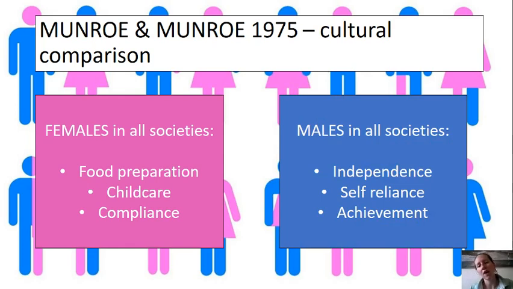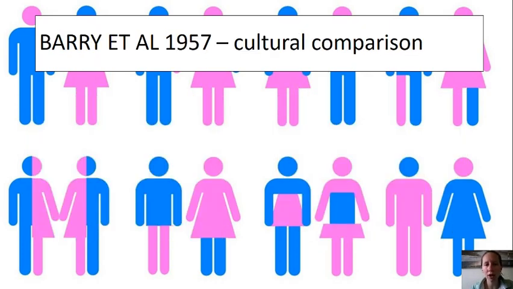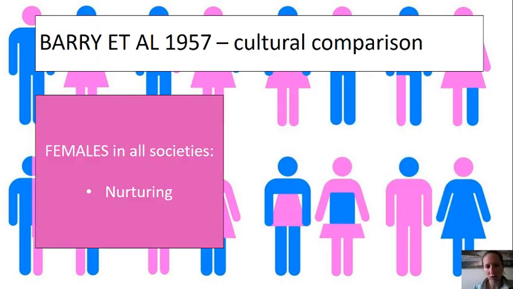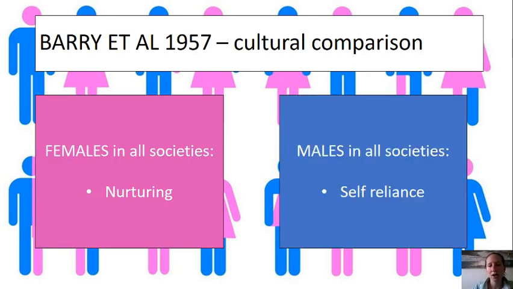And then on the other hand, males in all societies were raised to be independent, self-reliant and to achieve. So this study is finding the opposite really of Mead's study, that gender is more universal rather than culturally bound, so that perhaps it's more related to biology or caused by biology. Here's another cultural comparison. Females in all societies were seen as nurturing, while males in all societies were self-reliant.